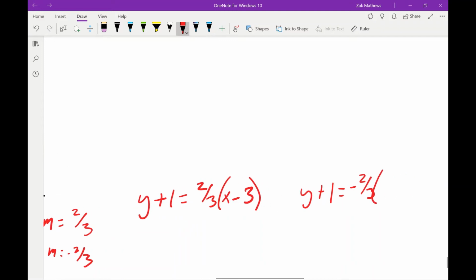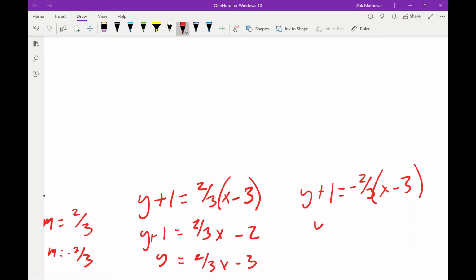Our asymptotes always pass through the center, so we can always use the center. Then the other equation has to have the negative 2/3 slope. I'm going to go ahead and put these into slope-intercept form just so they're easier to graph. So I've distributed. I'm going to subtract my 1 over. I do the same thing here.